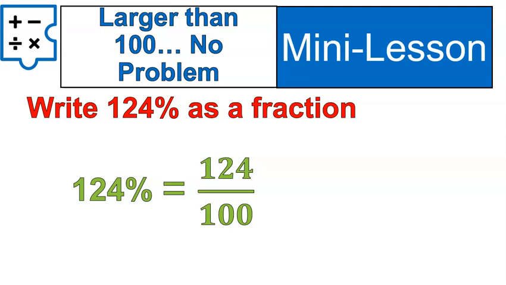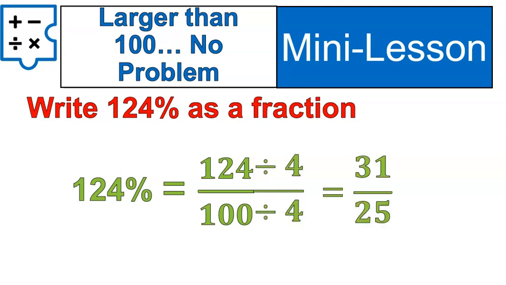Now, I will need to simplify. And in this case, the greatest common factor is 4. So it simplifies down to 31 over 25. I just wanted to show you that one. It may take a little bit more time to list all of the factors of 124 and 100. So I do have a shortcut for you that can help in a lot of cases.